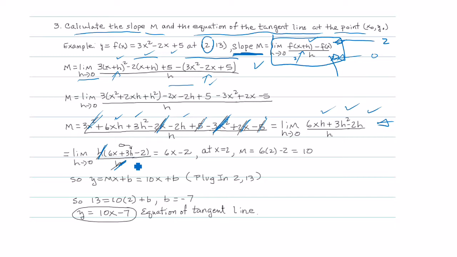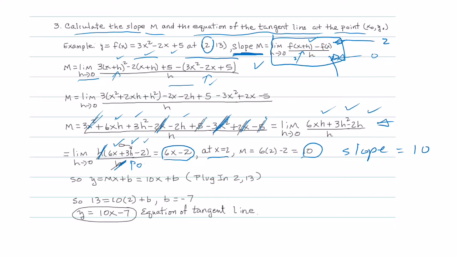plus 3h minus 2. Excuse me, getting ahead of myself. So we have 6x plus 3h minus 2. As h goes to 0, that goes to 0, and we're left with 6x minus 2 is the equation that gives you the slope for any value of x. And so now plug in x equal 2, and you get 12 minus 2 equal 10. So the slope of the tangent line is equal to 10.